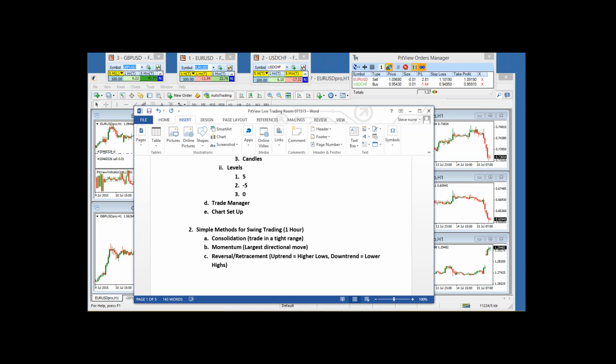An uptrend is a series of higher highs and higher lows. A downtrend is a series of lower highs and lower lows. Things just don't go straight up and straight down. At some point, there's going to be some profit taking that moves things around.